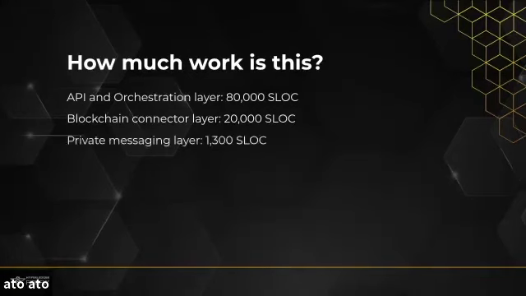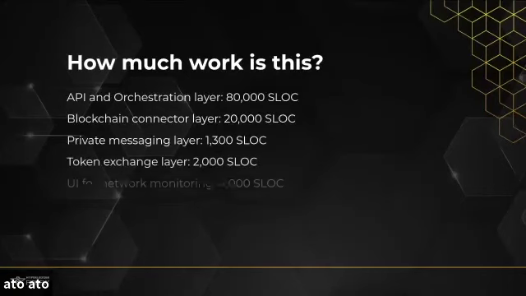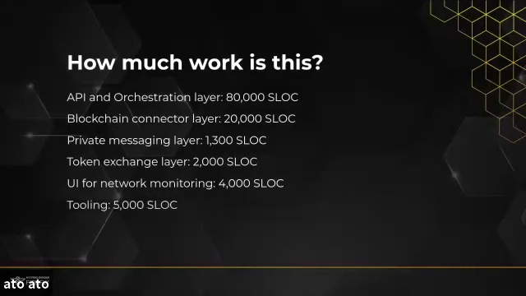Private messaging layer, 1,300 lines of code. We need to exchange tokens. That's probably another 2,000 lines of code. I did a little bit of rounding here, but you can go check out all our Git repos and verify my numbers if you want. UI for monitoring the network, seeing what's going on, seeing transactions flow through the system, 4,000 lines of code. We'll want some tooling around it to make it easy to actually build apps on it and deploy it, 5,000 lines of code. If you're better at mental math than me and you've been adding these up as you go, hopefully you'll come to the same conclusion I did, and that's 112,300 lines of code. It's a good amount.